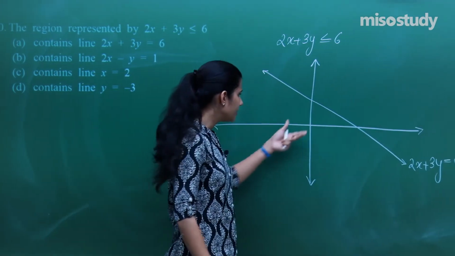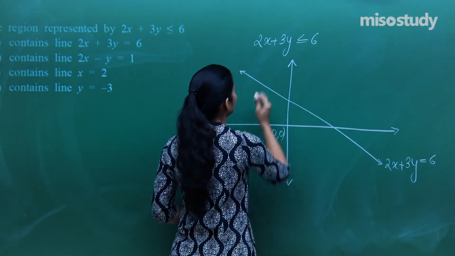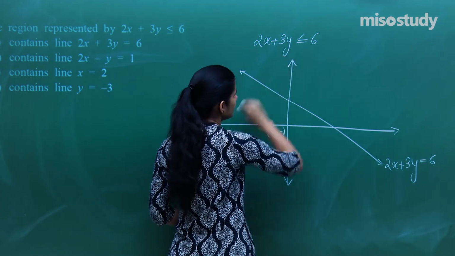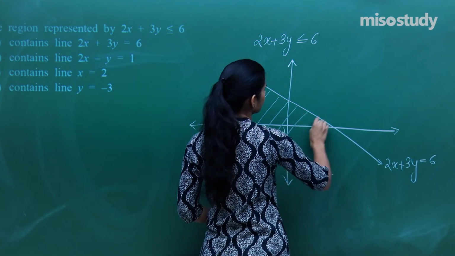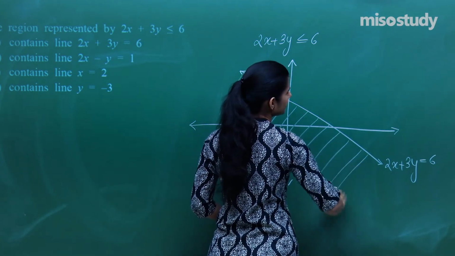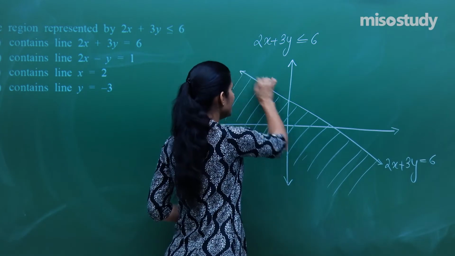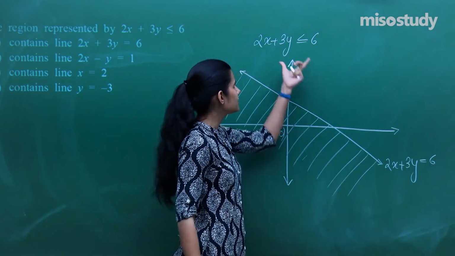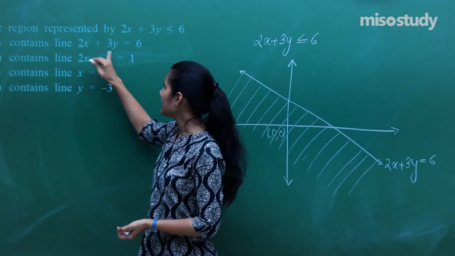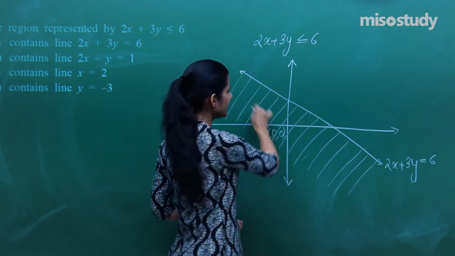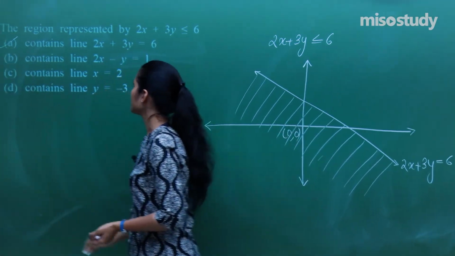Now less than would be this side or that side. For that we need to test the origin's behavior. When you put x equals 0, y equals 0, you get 0 is less than 6. So this is my region. The other side would be greater than 6, okay? Now if this is the region, that means the line as well as the shaded region is the region represented by this inequation. Question is, does the region contain the line 2x plus 3y equals 6? Yes, it contains the line 2x plus 3y equals 6.